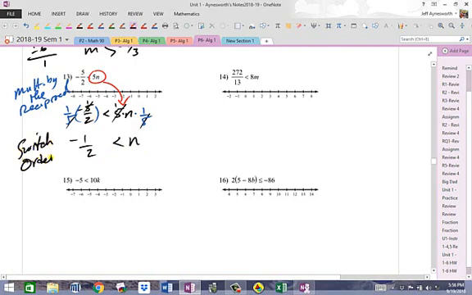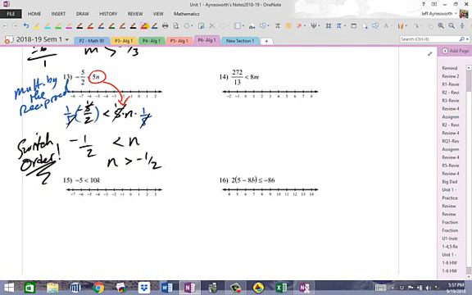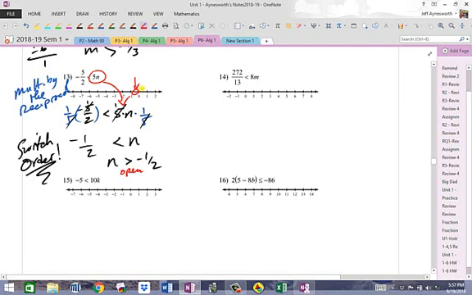Notice that this keeps on happening. So you get n is greater than negative 1/2. And so negative 1/2 is between 0 and negative 1. It's right there. So we go greater than, we open here. This is open. Why? Because there's no equal sign here. And then you go greater than that.